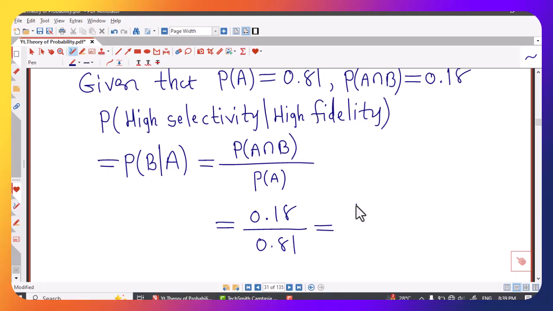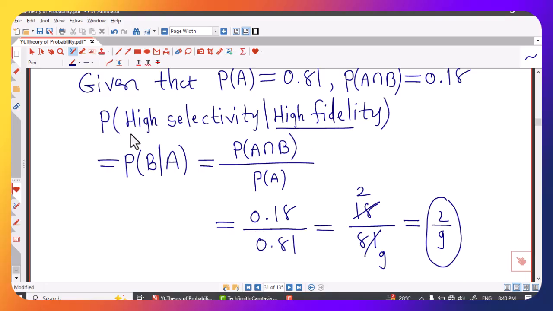We are given the values of these two numbers, 0.18 and 0.81. That is 18 by 100 and 81 by 100, so 100 will get cancelled. Here we can cancel 9 and we are left with 2, and here we are left with 9. So this is the required probability. The probability that a system with high fidelity will also have high selectivity is 2 by 9.